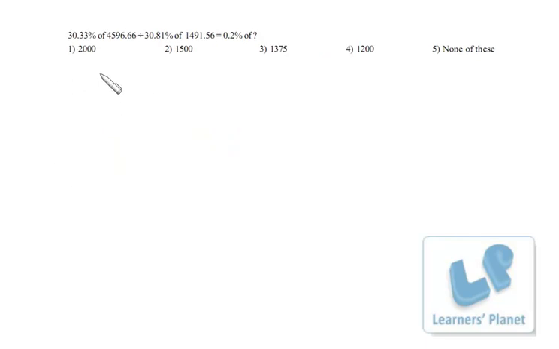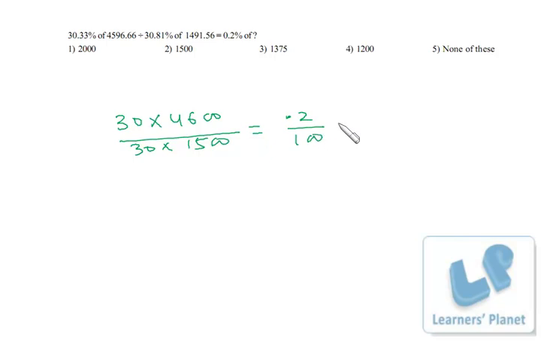Similarly, we have to find out the approximate value of this expression. 30.33% of this is... So I just write 30% into 4596. I write 4600, it is a downside approximation. It is an upside approximation, divided by the downside, upside. Okay, now from numerator and denominator the percentage sign is cancelled, so no need to write. Here it is 0.2% of x. Okay, now just try to get a round idea.